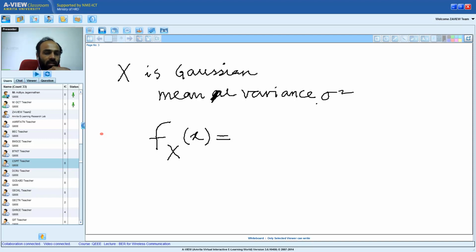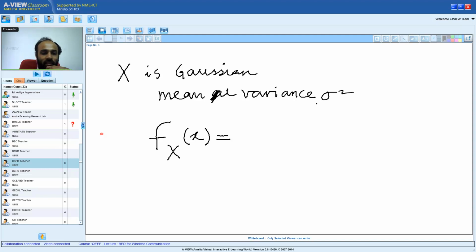Which college is this? Government College of Technology, Coimbatore. Coimbatore, very good. Sorry, I think I have interacted with you before. Hello, how are you? Fine, sir.